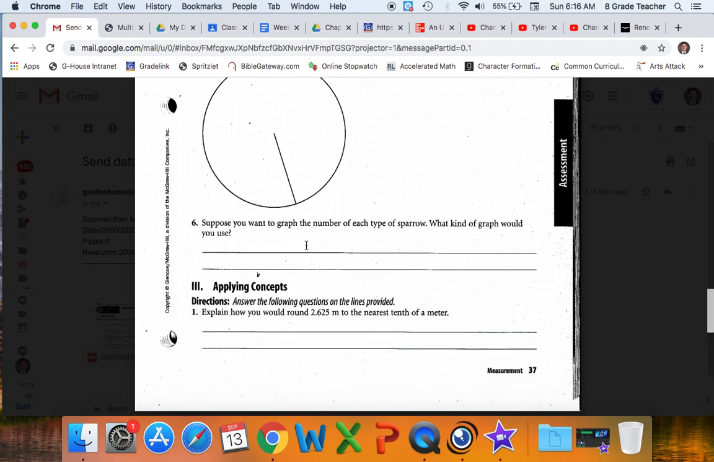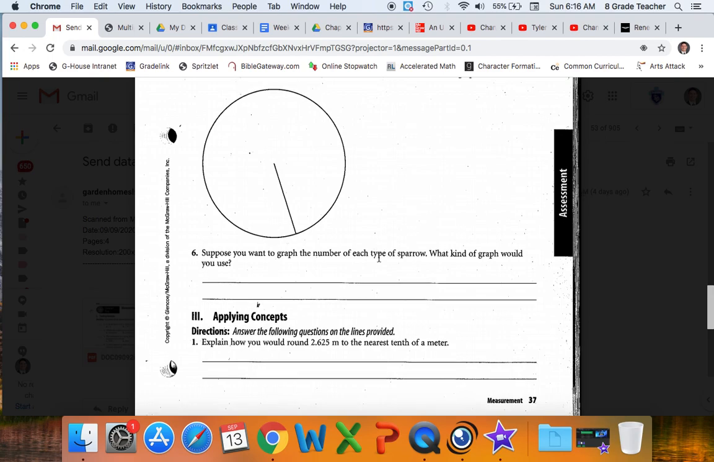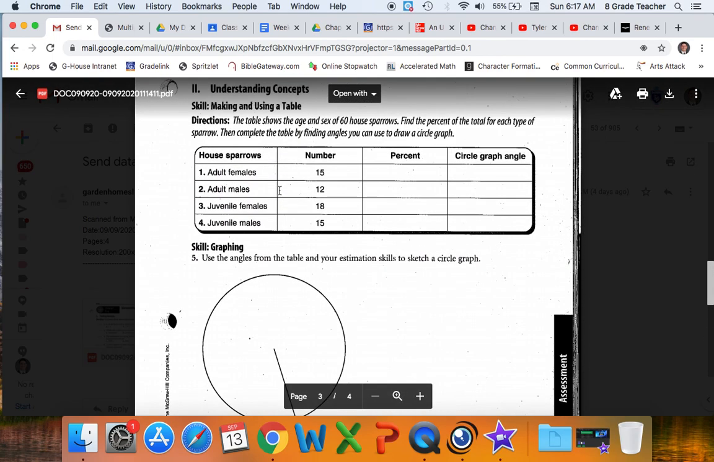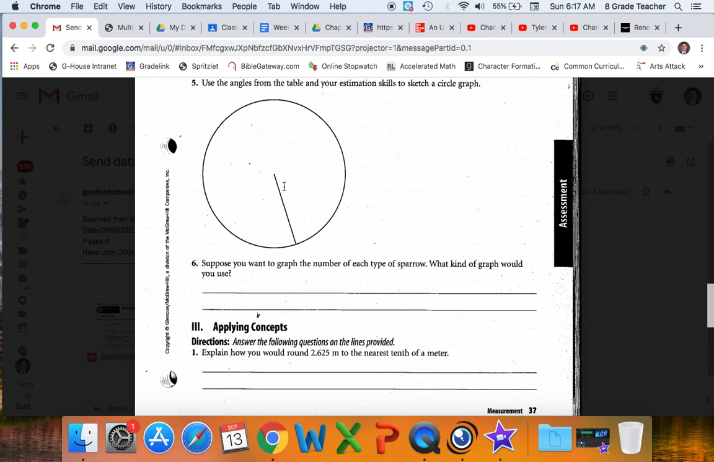Number 6, suppose you want to graph the number of each type of sparrow. What kind of graph would you use? Well, the number of each type of sparrow would take you into what we would call categorizing these things. So you'd have the sparrows as your big category, the type of sparrow would be the smaller individual category. You're still comparing that to a number. So whenever you're comparing two variables and one of those variables has multiple types or multiple categories, you're going to probably best use a bar graph to describe that. I'd write that right here.